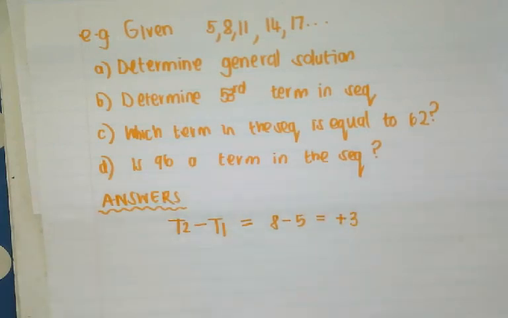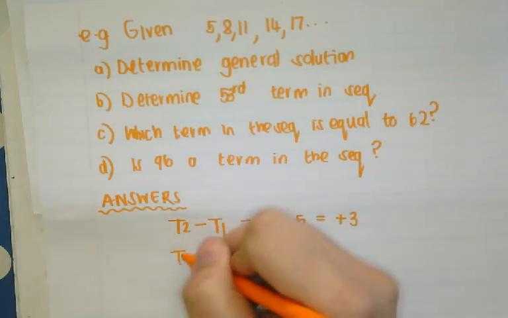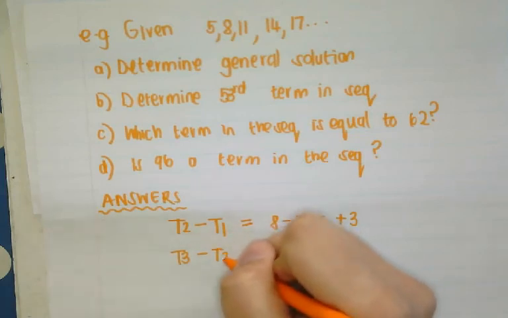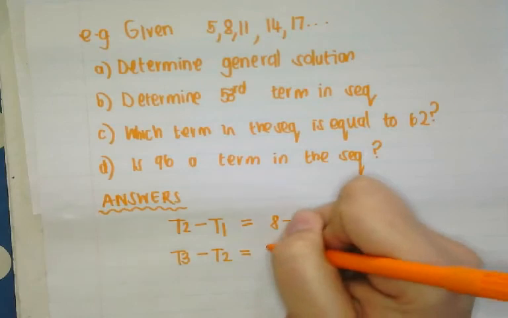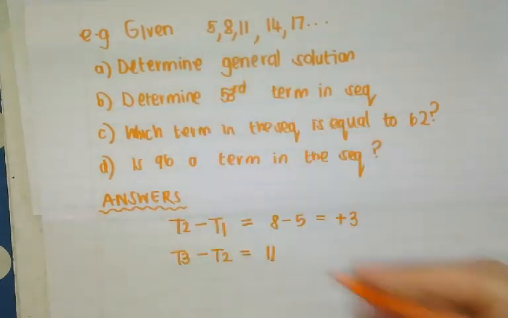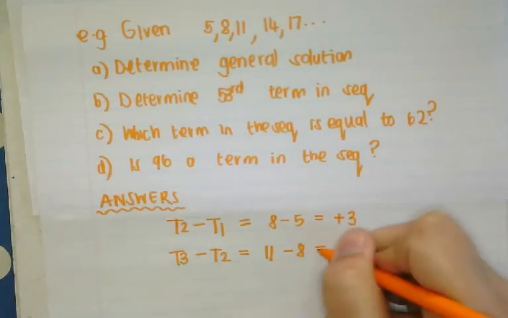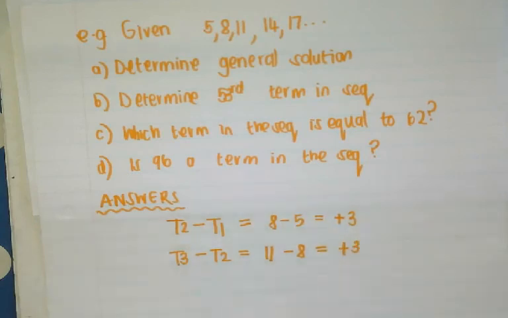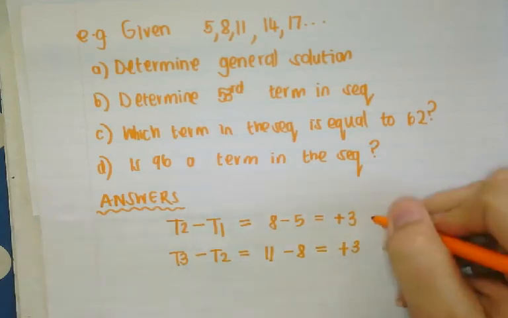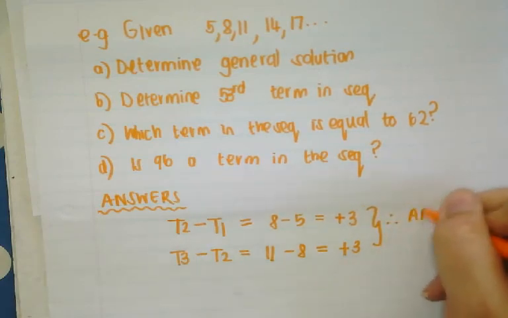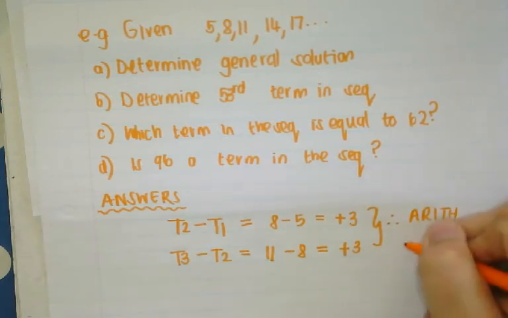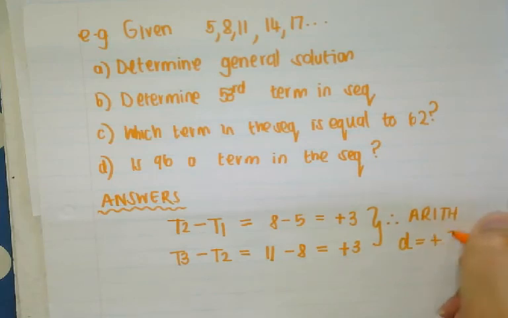But I need to check the constant difference, so I need to check another 2 terms. So I'm going to check the third position minus the second position. My third position is 11, my second position is 8, which is also positive 3. The answers are the same, therefore it is arithmetic, and my d is positive 3.